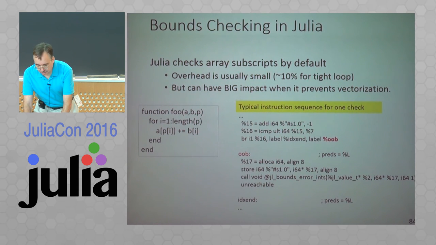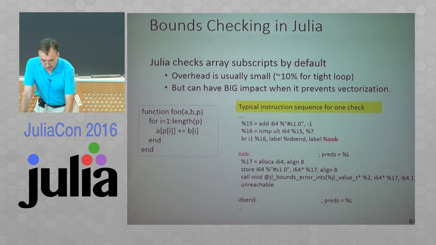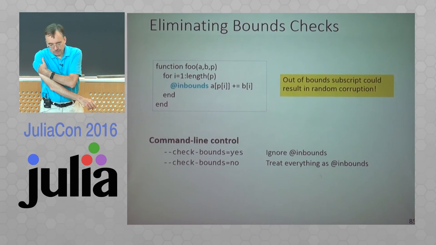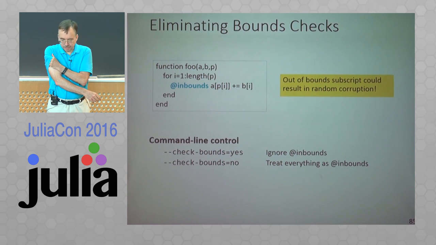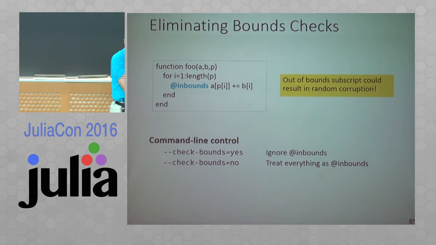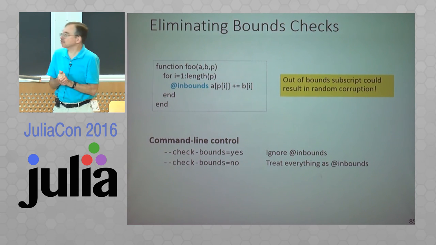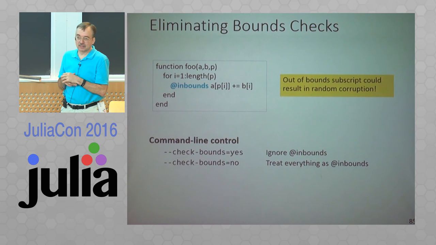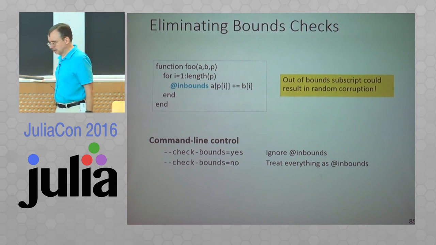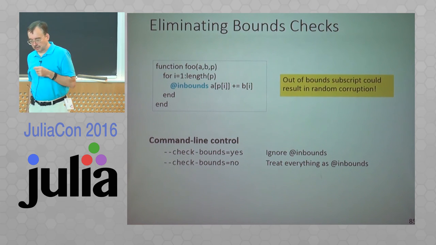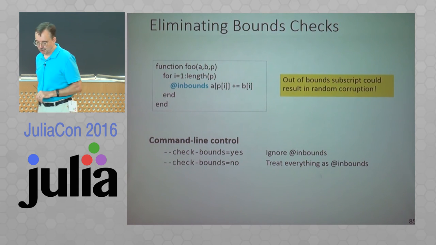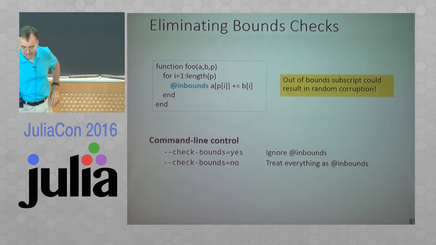Except it also turns off the automatic vectorization opportunities. So sometimes it pays off to turn off the bounds checking. And you can do this a couple different ways. One is in the code, and this is the way I do it: I put an explicit @inbounds macro, and that turns off all the subscript checking inside it. Now you better be right on your subscripts, or you may trash your memory, just like good old C and C++.